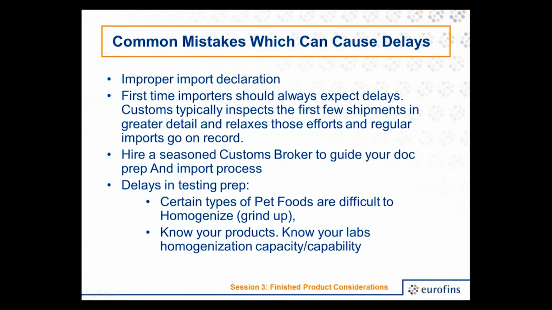You should hire a seasoned customs broker to make sure your documentation prep is correct and assist you in the import process. Some other things in the testing world that might cause delays: certain types of pet foods are difficult to homogenize. Know your products and know your lab's homogenization capacity or capability. Next slide.